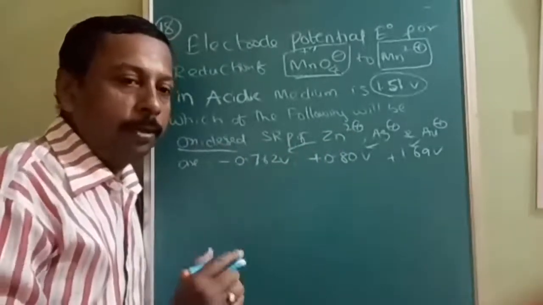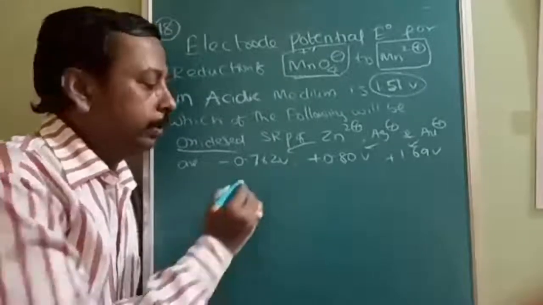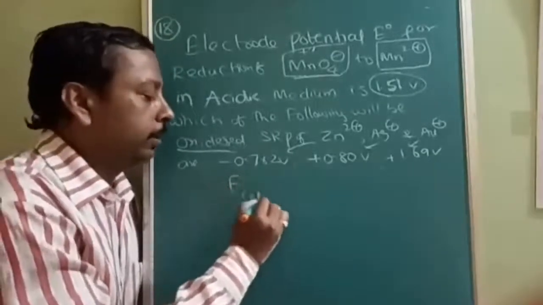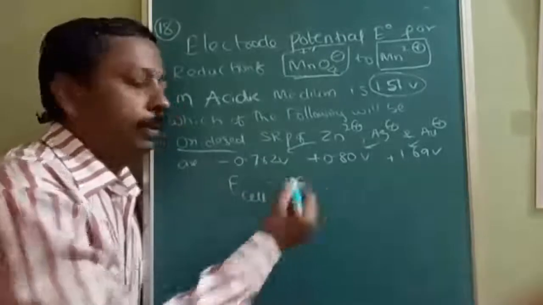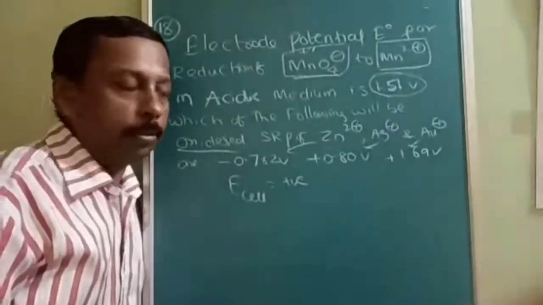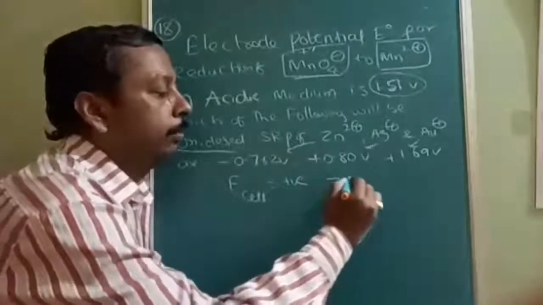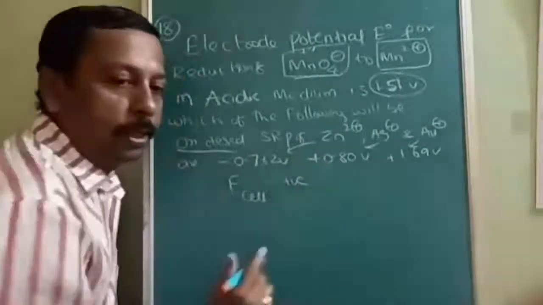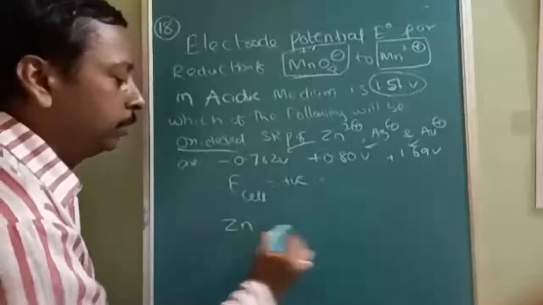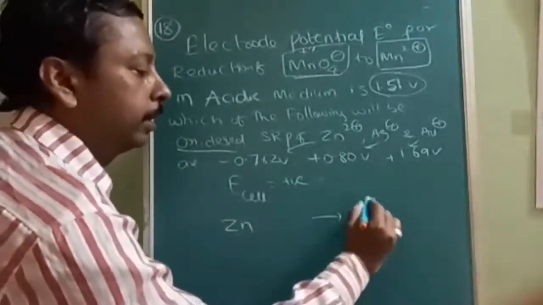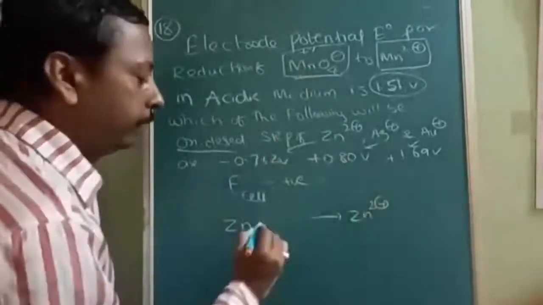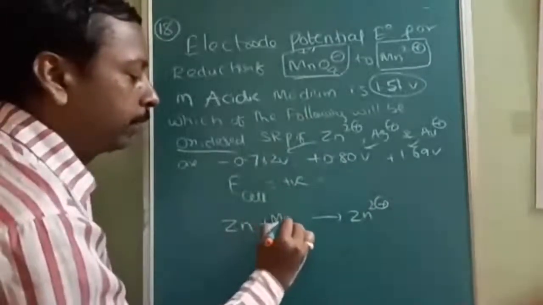Okay, I will tell you the simple technique to identify. You have to find out E cell, that's all. If E cell is positive, then the reaction is possible. So they are to be oxidized. How to write the reaction procedure? Zinc is to be oxidized, so Zn and Zn2+. Obviously, this is to be reduced: MnO4 minus, and here Mn.